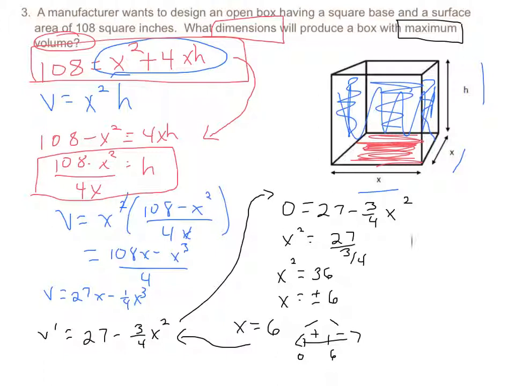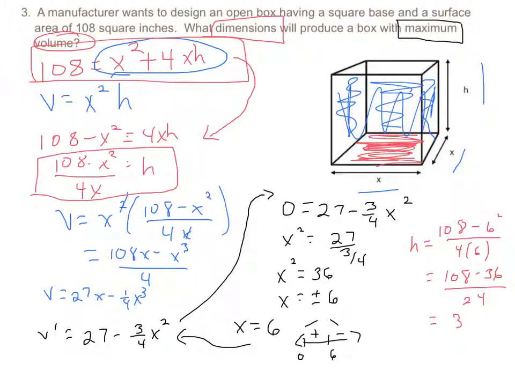So h equals 108 minus x squared, x is 6, over 4 times 6. So that's 108 minus 36 over 24, and that's going to equal 3.